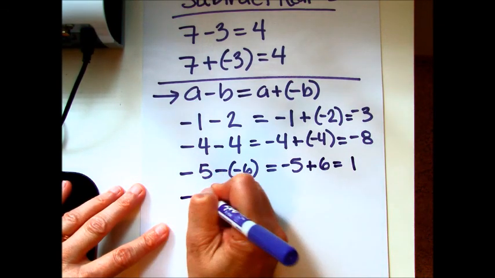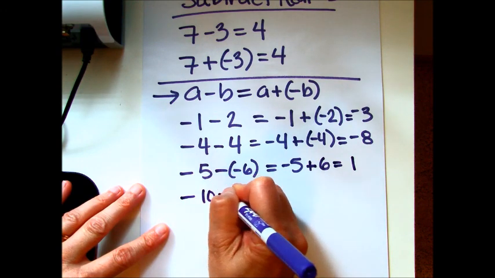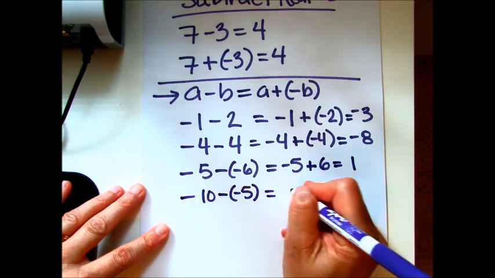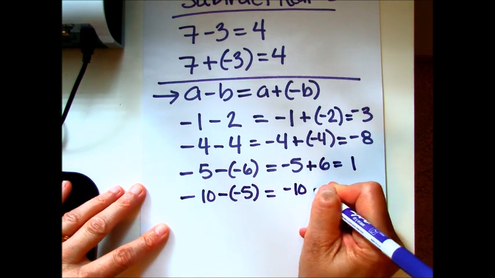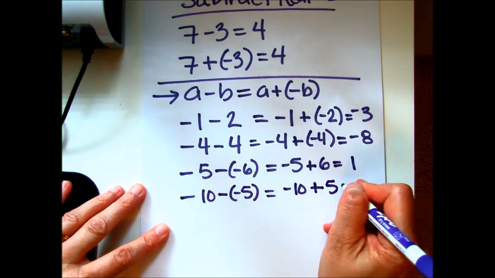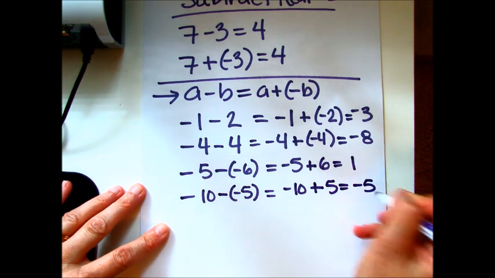Let's try another like that one. Negative 10 minus negative 5. Again, negative 10 plus 5. Our answer is going to be a negative 5.